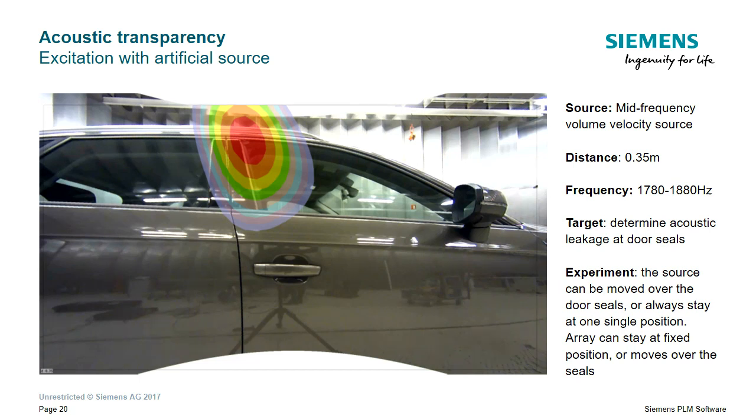And it's really done typically to confirm that the sealage of the car is designed correctly and attached correctly. It can be done by having the array stay in a fixed position, and from the inside somebody could move the tube of the sound source over the different seals. On the other hand, it can also be done like I just showed in the short movie, where the array is actually physically moved over the seals of the door. So it can be done in different ways.